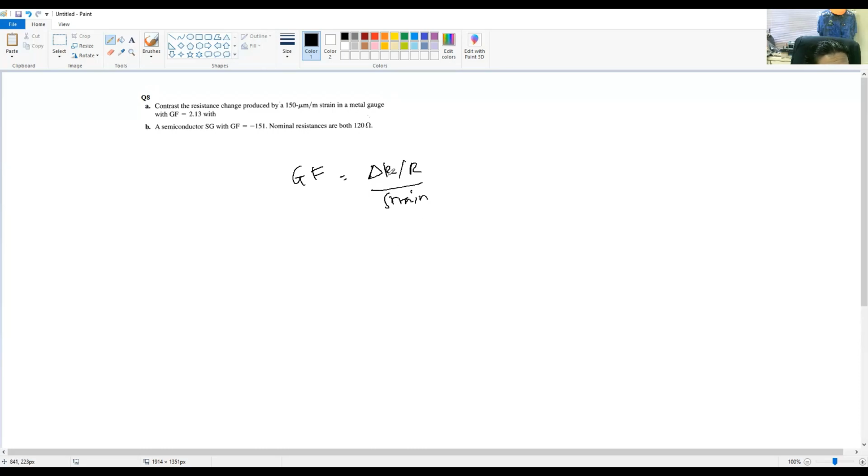First we have to calculate the delta R. So delta R equals, using this formula, 150 multiplied by 113, multiplied by 0.153. So the delta R equals 0.038 ohm.